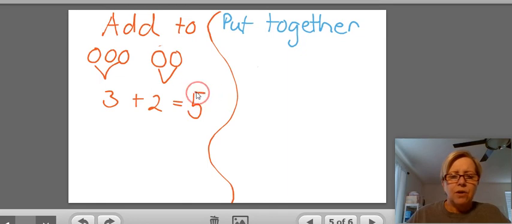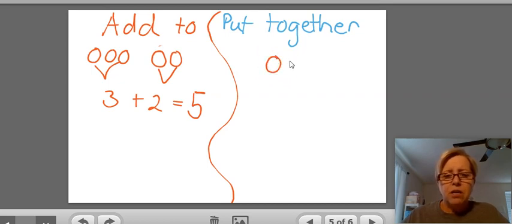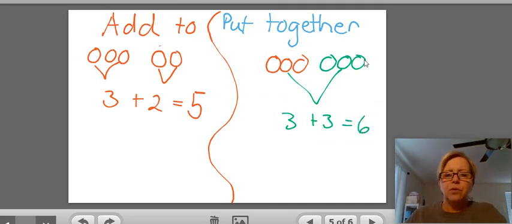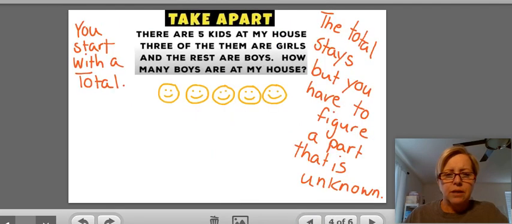Okay. Now put together would be, okay, I have 3 red apples and I also have 3 green apples. How many apples do I have all together? Let's put them together. 3 plus 3 equals 6. Okay, so here I already had 2 groups. Here I got more.